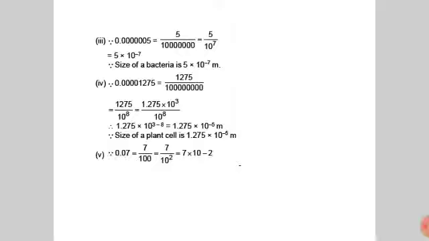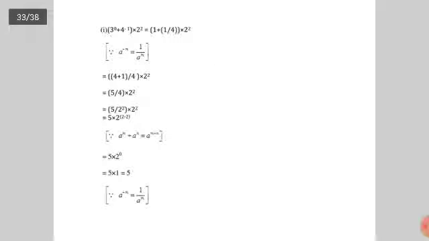Same method. Like that, 3 power 0 plus 4 power minus 1 into 2 square. 1 plus 1 by 4 into 2 square. So 1 plus 1 by 4. So take LCM 4. 4 by 4 plus 1 by 4 into 2 square. 5 by 4 into 2 square. So cancellation, 5 by 2 square into 2 square. 2 square cancel. So the answer is 5.